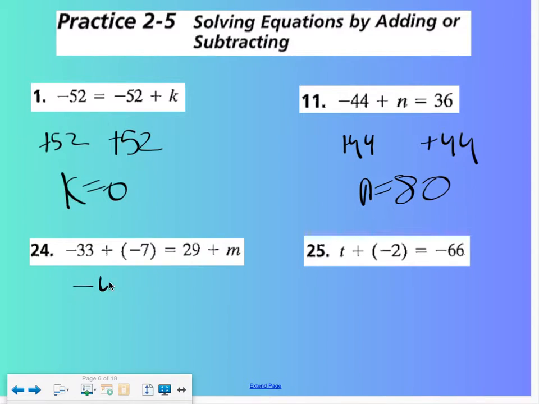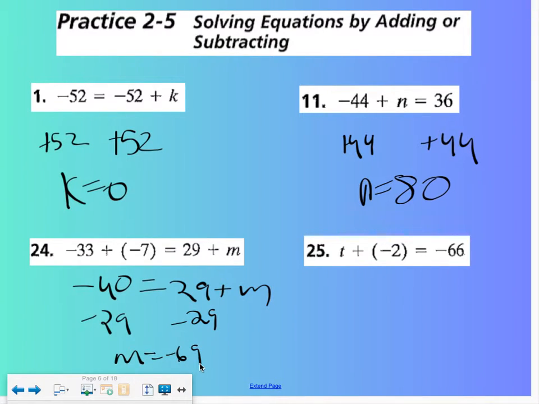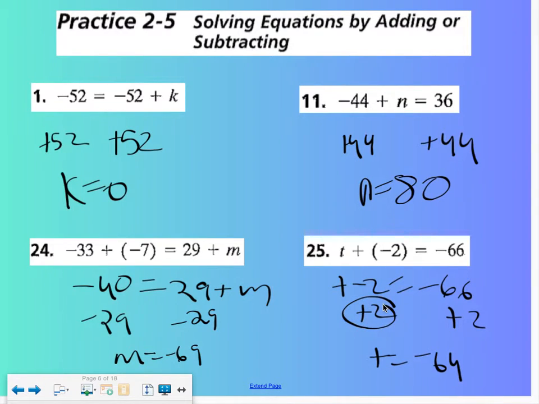Number 24, I'm going to simplify first. This goes to negative 40 equals 29 plus m. How do we get m by itself? We subtract that 29 from both sides, and m equals negative 69. Number 25, t plus negative 2 is really just t minus 2 equals negative 66. So we add 2 to both sides. t equals negative 64. Here it's set up t plus negative 2, so we could subtract negative 2, but we know that's the same as adding 2, which is what we ended up doing.